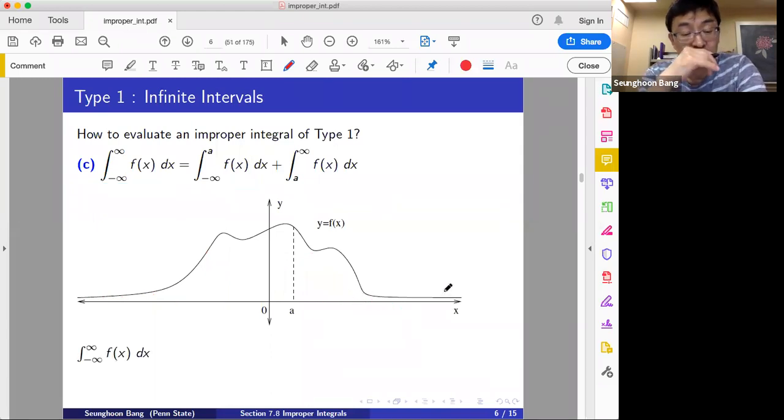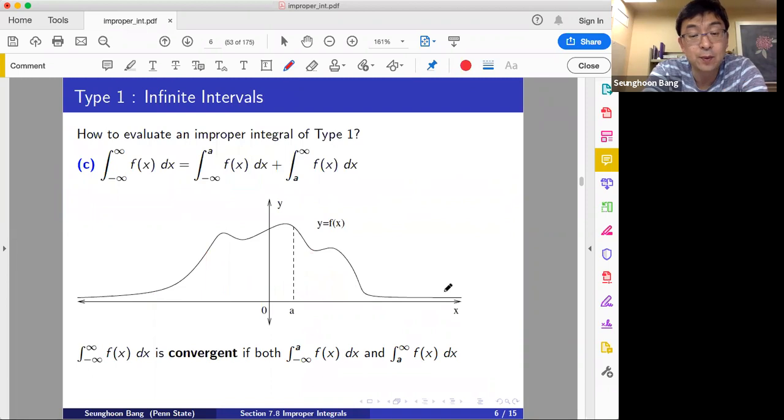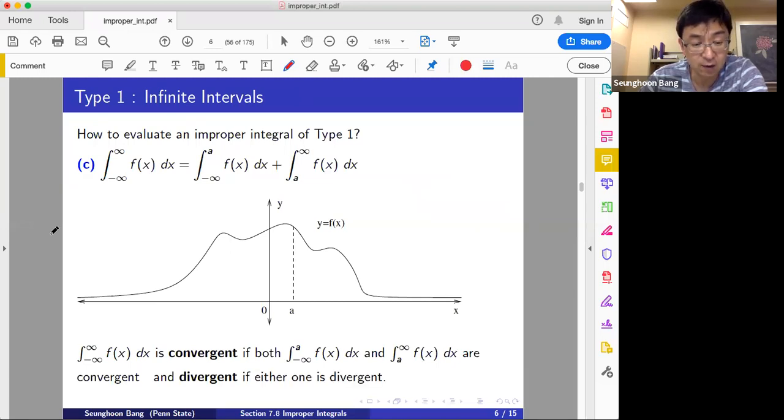One more. The improper integral from minus infinity to positive infinity of f of x dx is convergent when both improper integrals, the integral from negative infinity to a of f of x dx and the integral from a to infinity of f of x dx, are convergent. So what does it mean if either one is divergent? Then the whole integral is divergent.